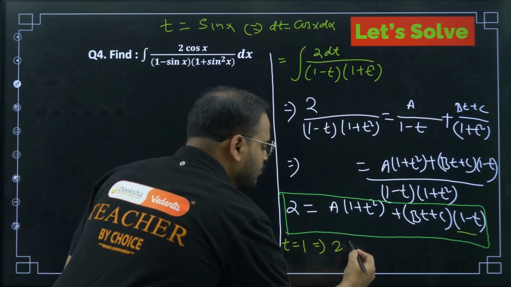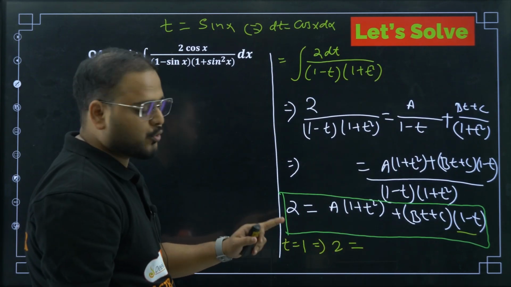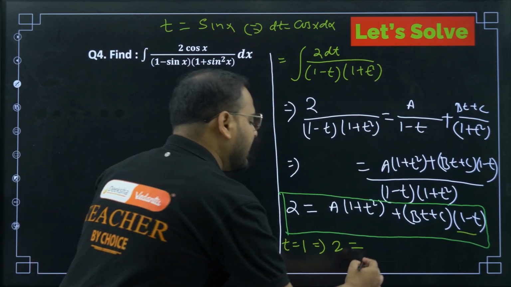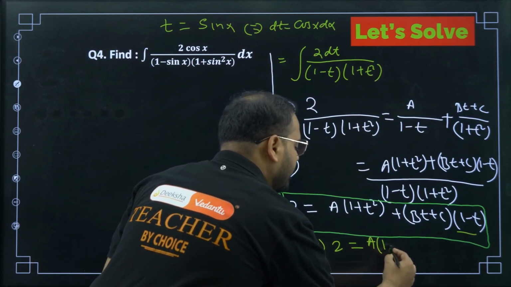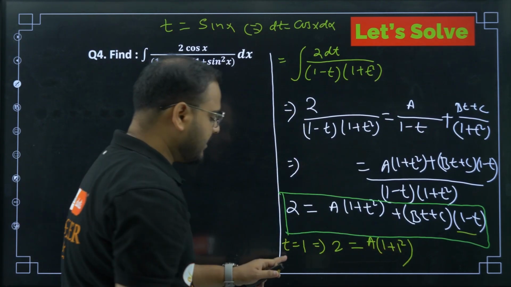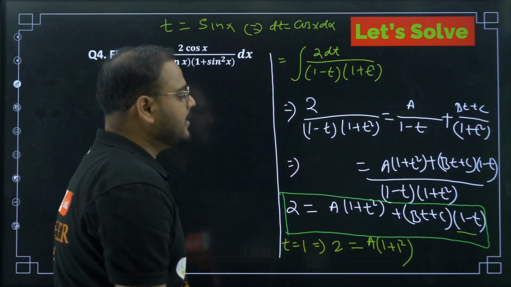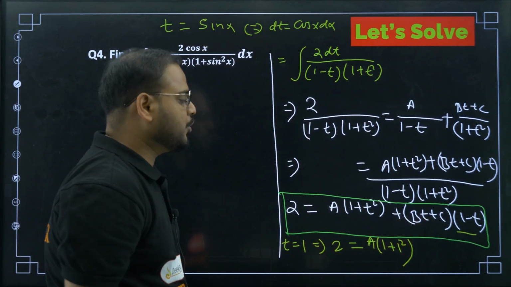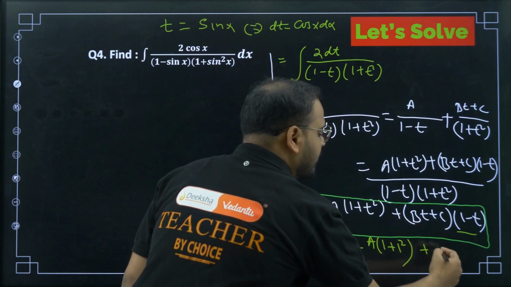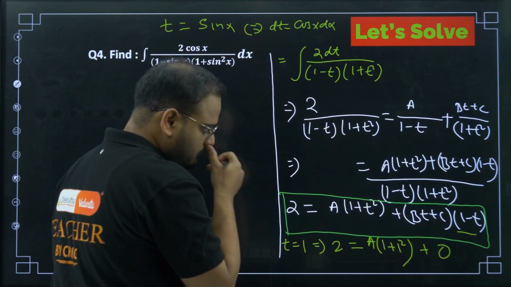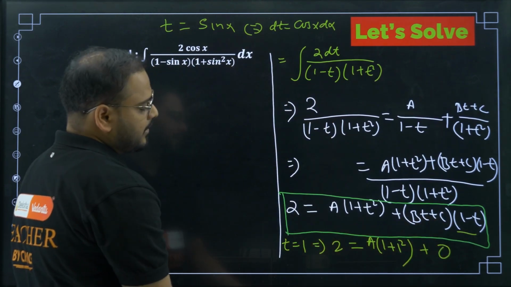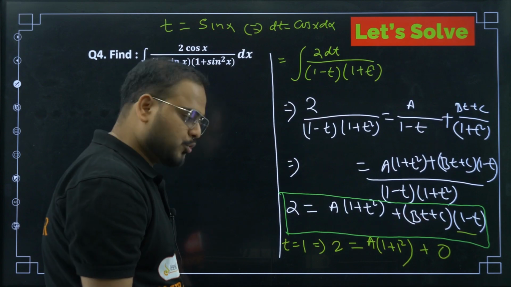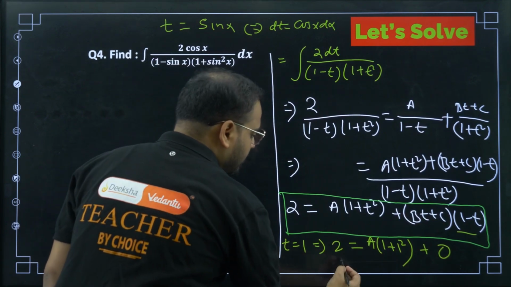2 will be as it is, because there's no t on the LHS, so 2 will remain as it is. I'll get a times what? 1 plus 1 square, because I'm putting t as 1, and since this is 1 minus 1, it is 0. So this whole thing will become 0. Multiplication, so 0. What do I get? A times 1 plus 1 square, so 2.